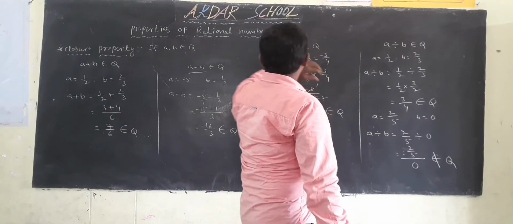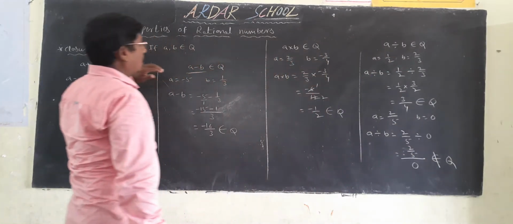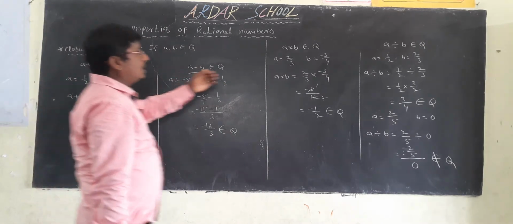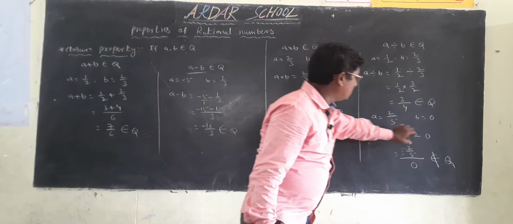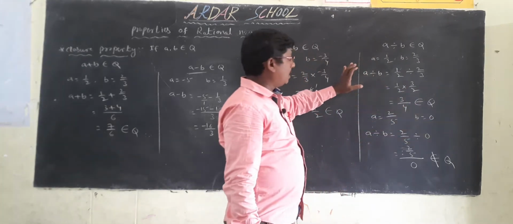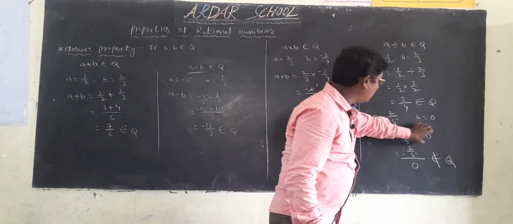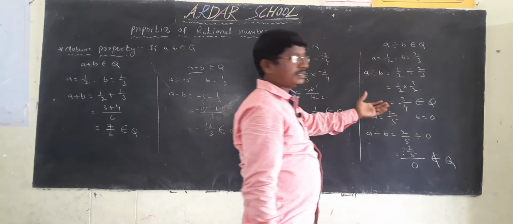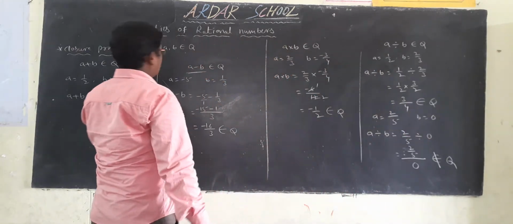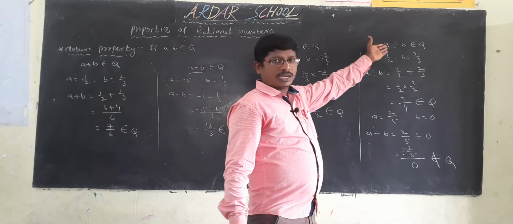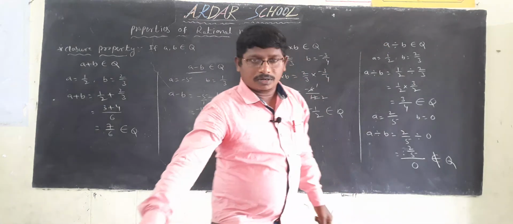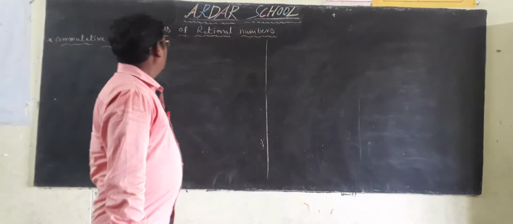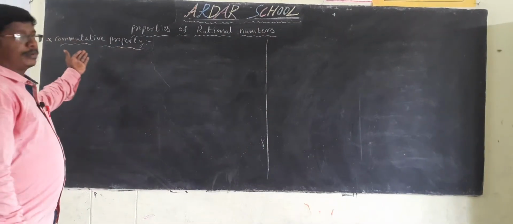So the rational numbers do not satisfy the closure property under division, but excluding 0, the remaining rational numbers satisfy the closure property under division. Okay, understood? Okay, next we discuss the commutative property.